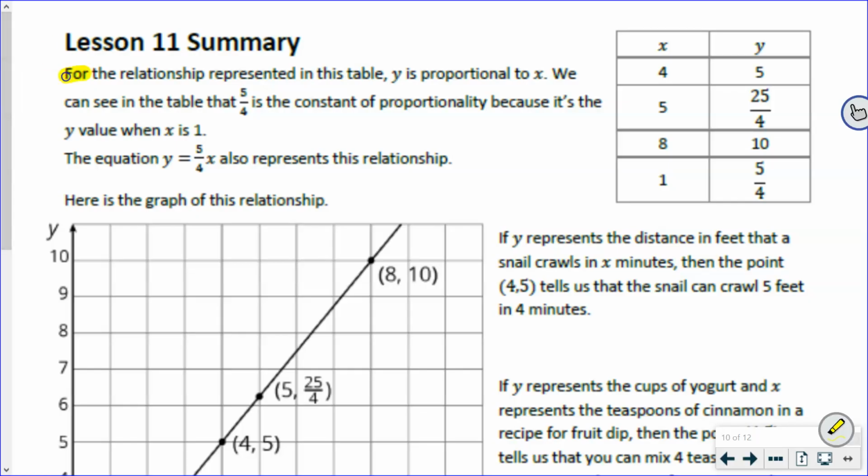For the relationship represented in this table, y is proportional to x. So we can see in the table that 5/4 is the constant of proportionality because it's the y value when x is 1. But even more than it being the constant of proportionality, it is also the unit rate.